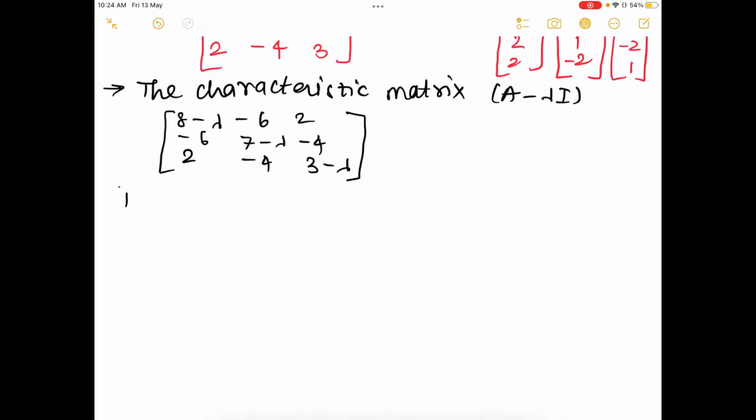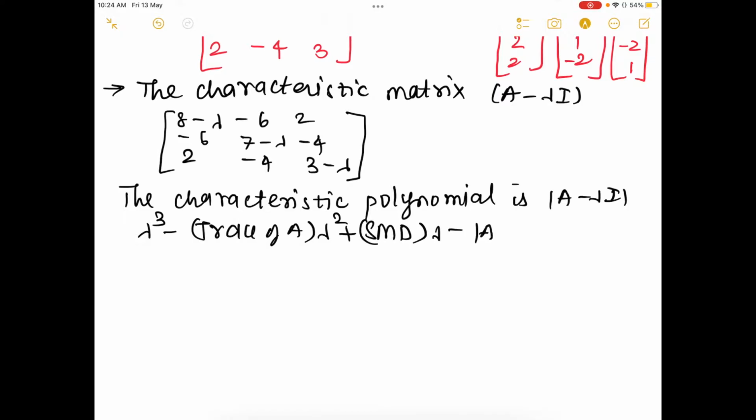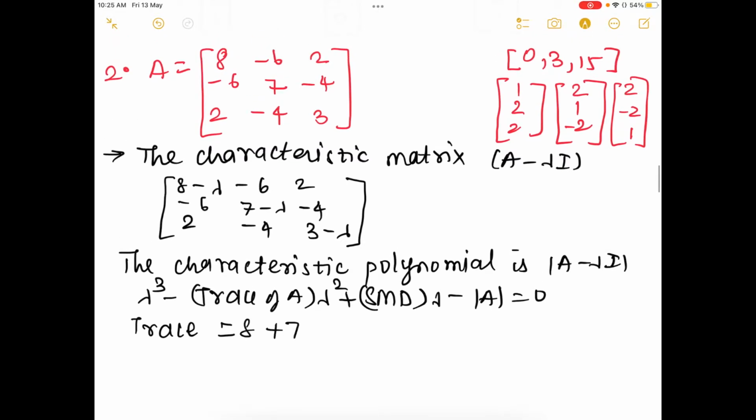Moving on, we go ahead and we find out the characteristic polynomial. So the characteristic polynomial is |A minus lambda I|, and it is also represented as lambda cube minus trace of A into lambda square plus SMD into lambda minus determinant of A equals 0. So we need to find trace of A. Trace will be equal to the sum of all the diagonal elements, 8 plus 7 plus 3, which is 18.